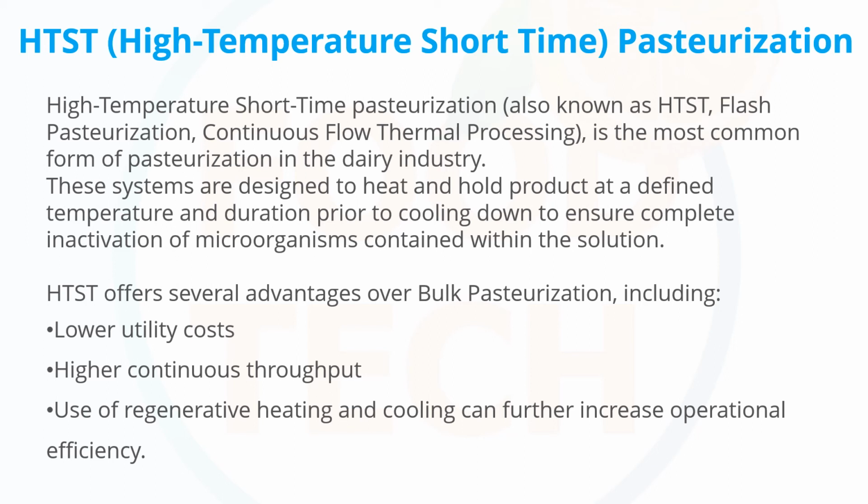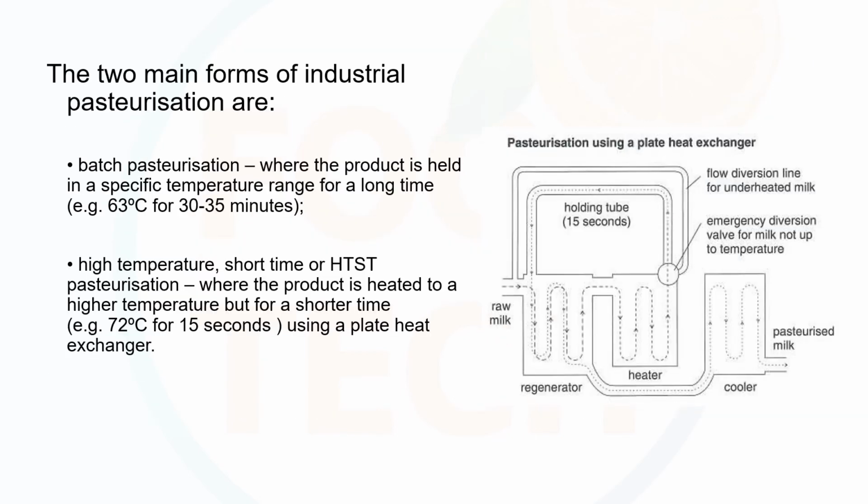High temperature short time pasteurization offers several advantages over bulk pasteurization, including lower utility cost, high continuous throughput, use of regenerative heating and cooling, and further increased operating efficiency. The two main forms of industrial pasteurization, as seen on the slide, are batch pasteurization and high temperature short time pasteurization.